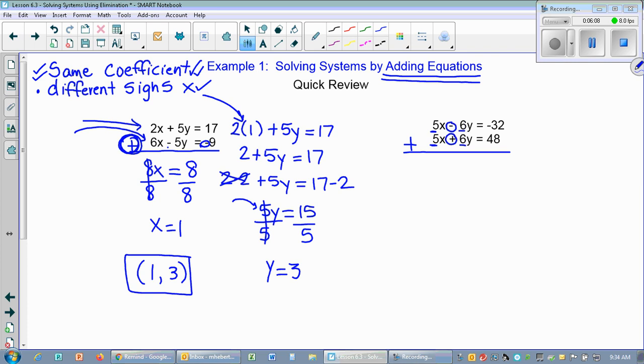5x's plus 5x's make 10x's. Negative 6y plus positive 6y cancels out at 0. Negative 32 plus 48 is a positive 16.